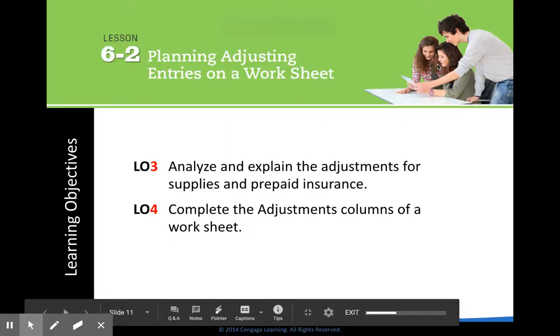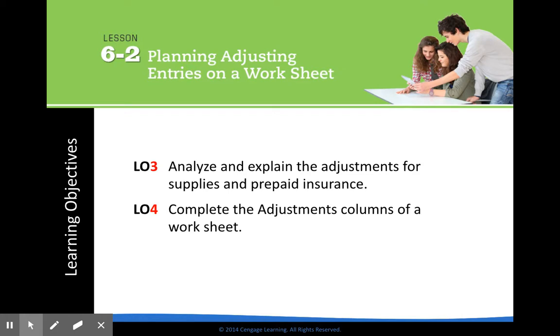In section 6-2, we're going to talk about adjusting entries on a worksheet. Up to this point, we have always debited supplies, meaning we're adding to supplies, and we're always adding to prepaid insurance, those two assets. Well, we're eventually going to use some supplies and probably some of that prepaid insurance, so we need to adjust to make sure our balance is as up to date as possible. Then we'll be able to complete the adjustment columns of a worksheet.